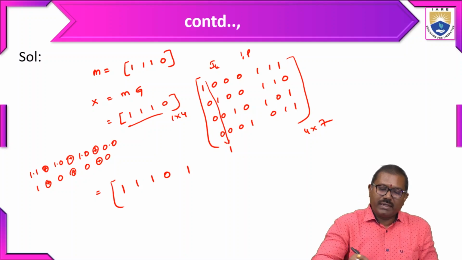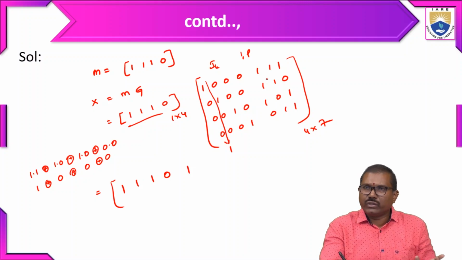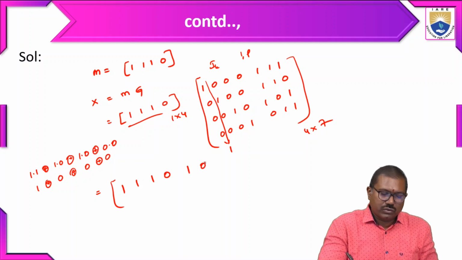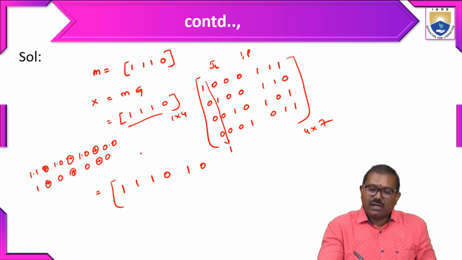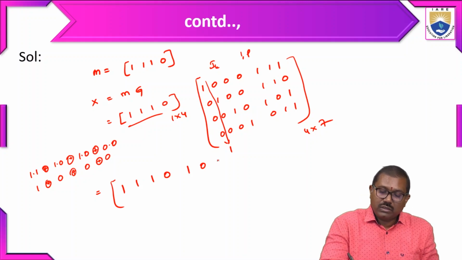Okay, so remaining: 1 into 1, 1 XOR 1 is 0. So 0, remaining all also 0. And the last one, 1 into 1, XOR 0, so 1. Again, 1 into 1 XOR 1, 0. So the last one also 0.